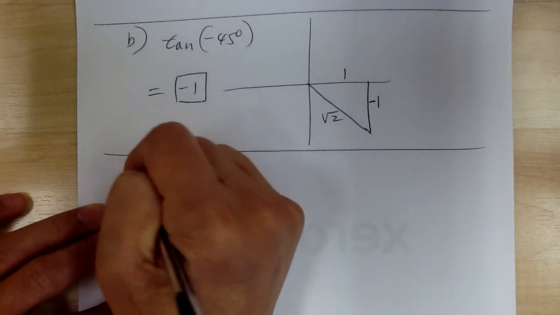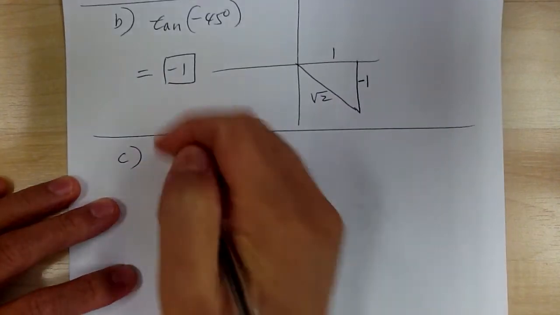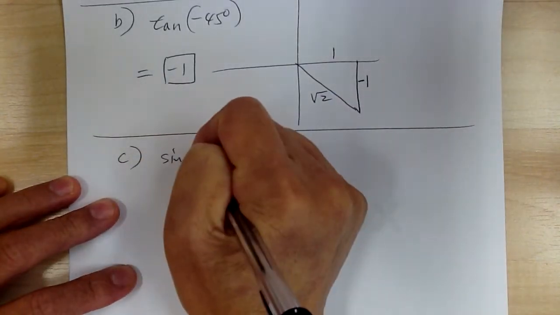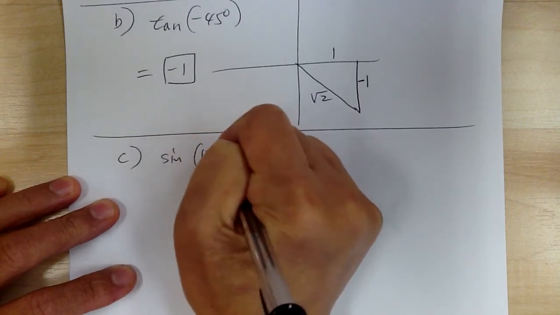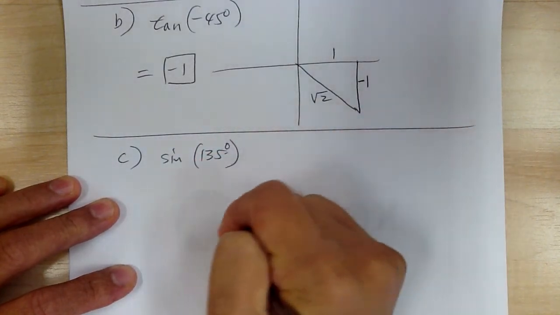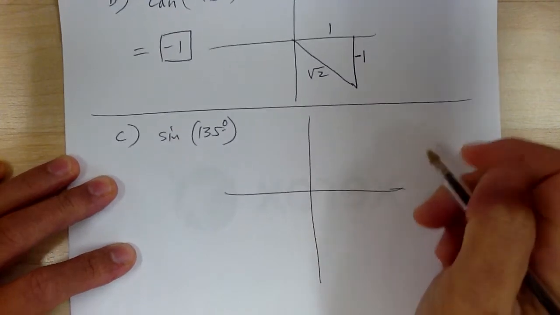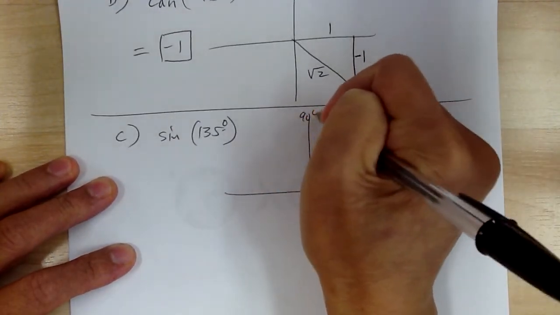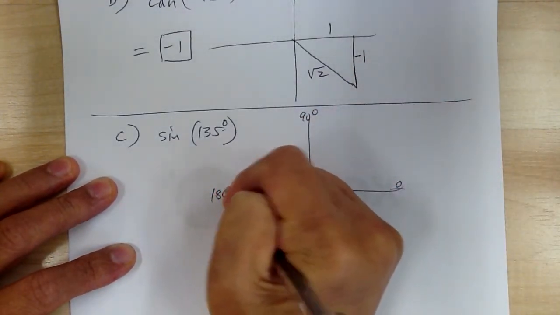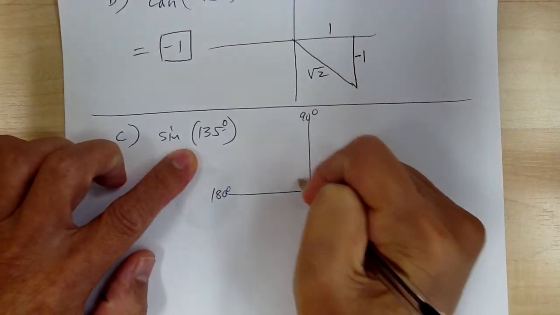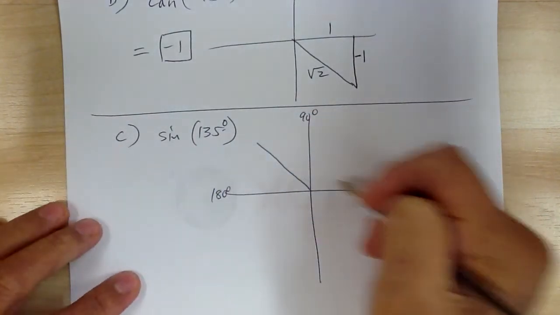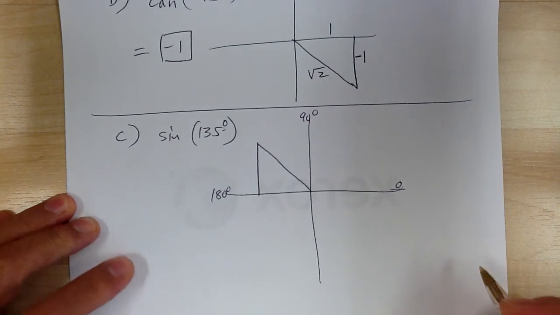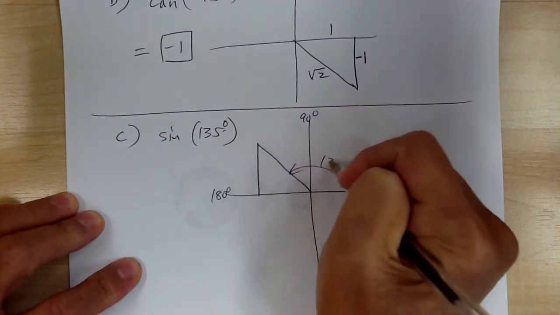Okay, so let's keep going. Let's do a few more examples. C, you have sine of 135 degrees. So here's 0, 90 degrees. Here's your 180 degrees. So 135 is right over here. Again, it's a 45 degree special triangle.